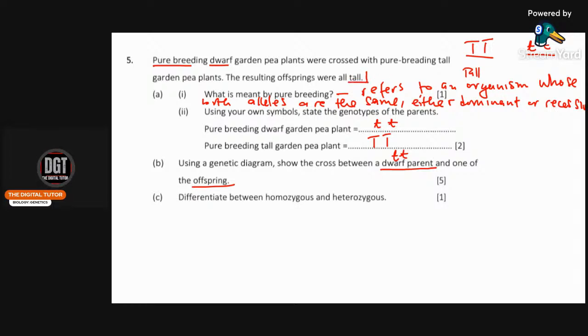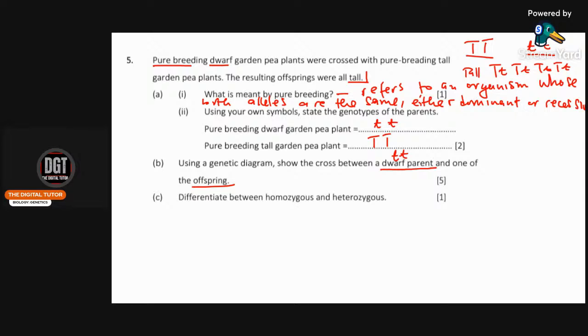Now, were they heterozygous tall or homozygous tall? If capital TT and small tt were crossed, you're going to find all the offspring are going to be Tt. If you want, you can carry out a test cross here and see. That is what it means. So we are crossing the true breeding dwarf and the heterozygous offspring.